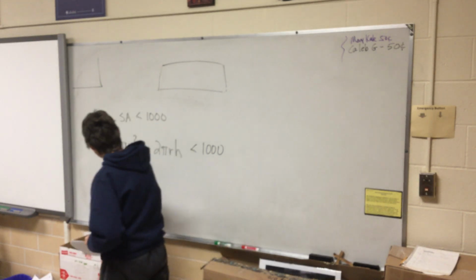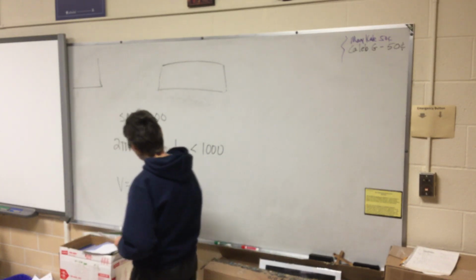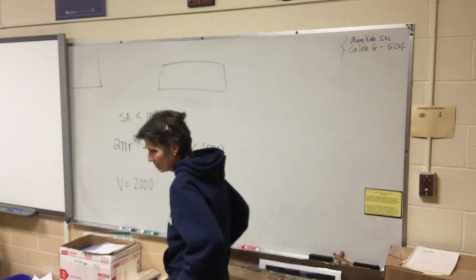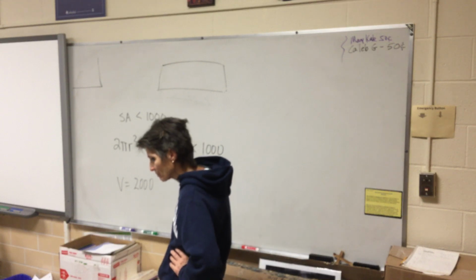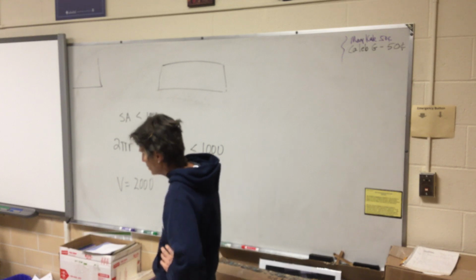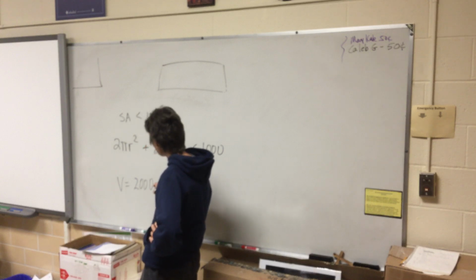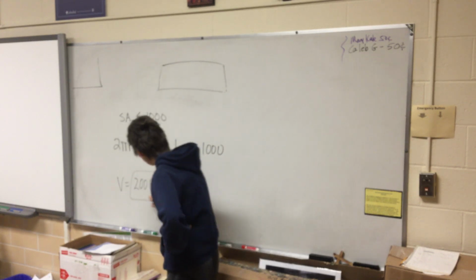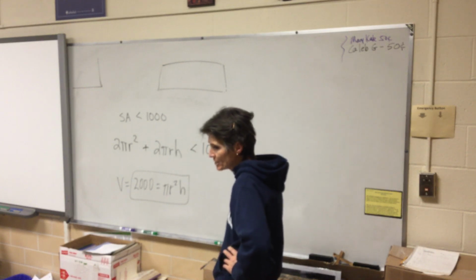The volume of the can has to be 2,000 cubic centimeters. How do we find the volume of a can? Volume of a cylinder? No one remembers? Figure it out. What's the area of the base? Pi r squared times the height. There is your formula for the volume of a cylinder, pi r squared h.